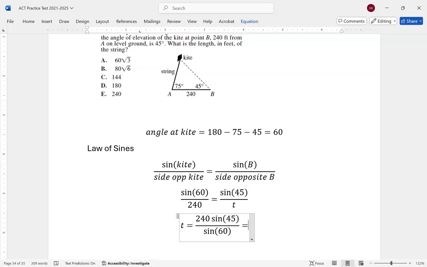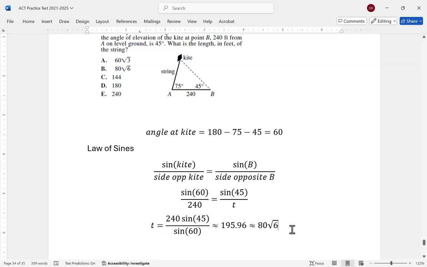If you wanted to do this by hand, you could get an exact value. I would probably just punch that into my calculator, making sure that the mode is in degree mode, and I get 195.96 approximately. Obviously that's not option E, not option D, not option C. Just check B or A for which one it gets closer to. It turns out that's about 80 times the square root of 6. So 80 times the square root of 6 is the correct answer.